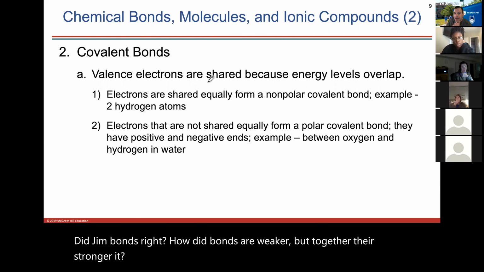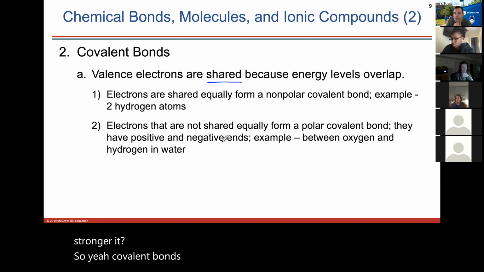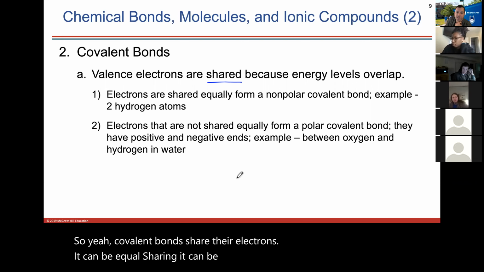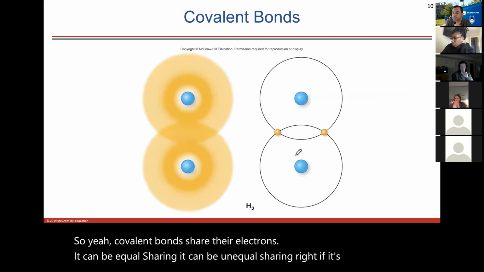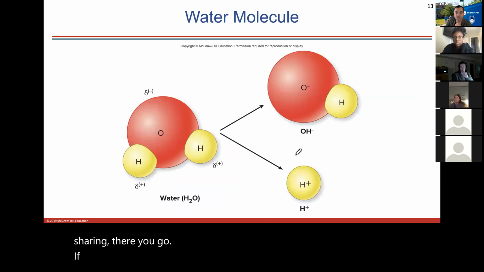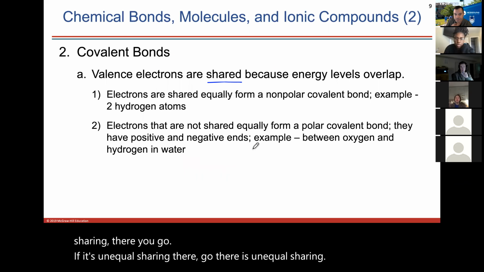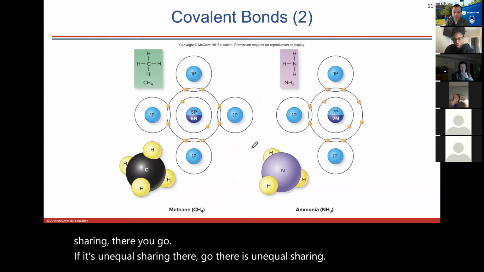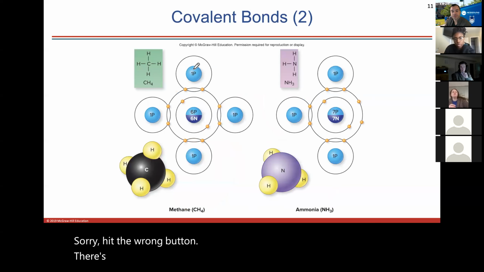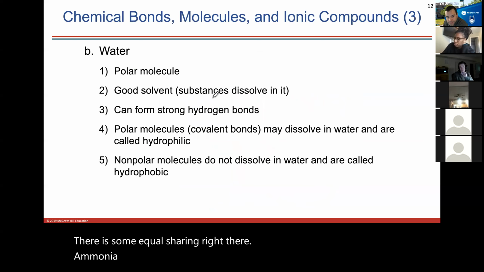So yeah, covalent bonds share their electrons. Okay. It can be equal sharing, it can be unequal sharing, right? If it's equal sharing, there you go. If it's unequal sharing, there you go. There's unequal sharing. Okay. Sorry, hit the wrong button. There's some equal sharing right there. Methane, ammonia. Water has some unequal sharing.